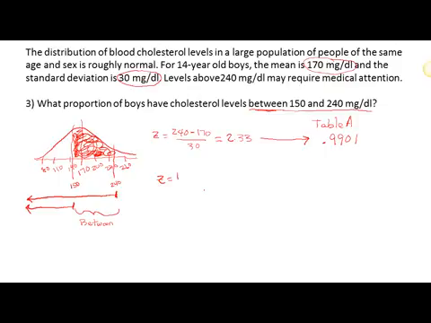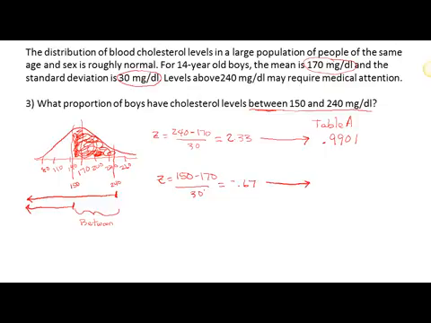Okay, now I'm going to go through the same process with my other x value, the 150. So z is going to be equal to 150 minus the mean of 170 divided by the standard deviation of 30. That's going to be equal to negative 0.67.